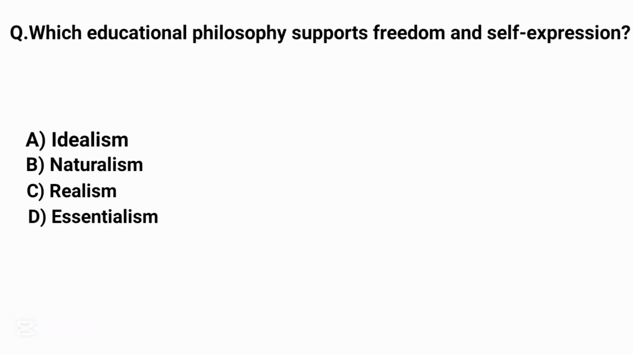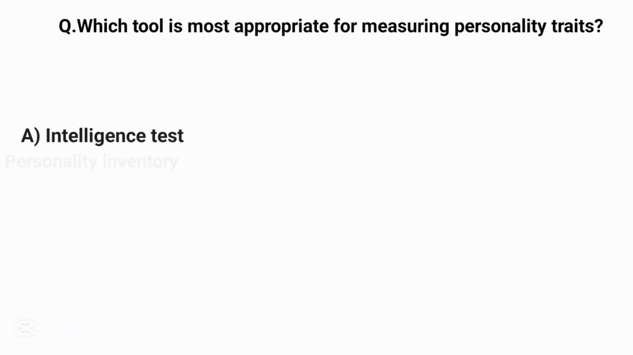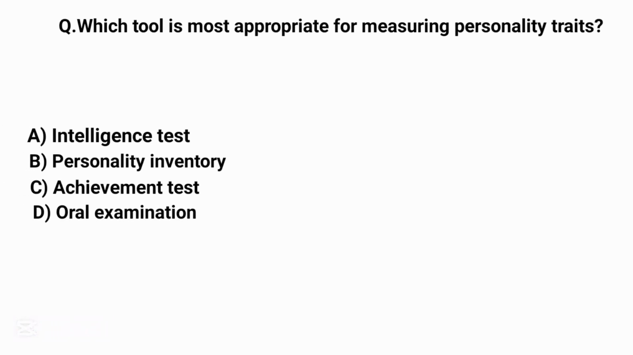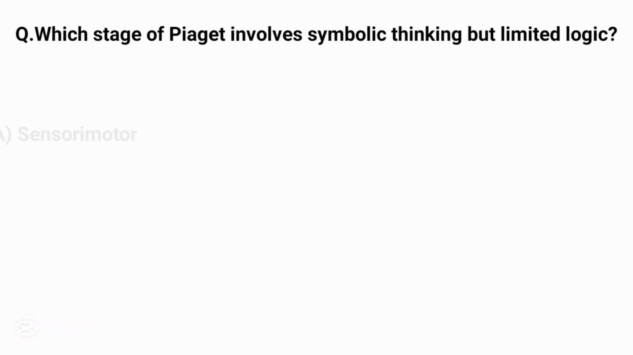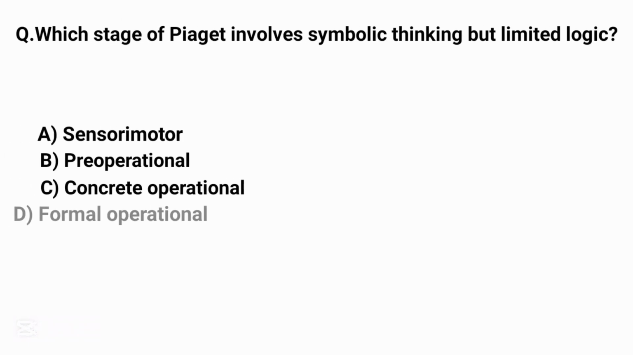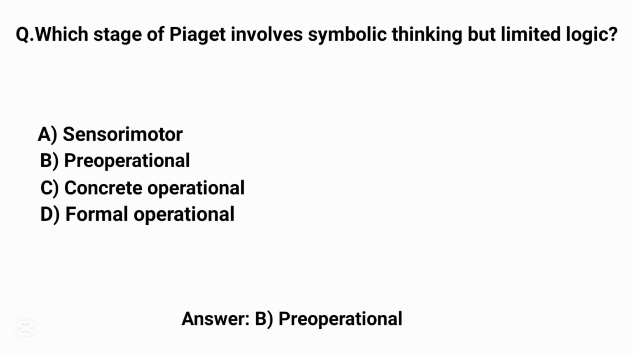Correct answer is option B. Naturalism. Which tool is most appropriate for measuring personality traits? Correct answer is option B. Personality inventory. Which stage of Piaget involves symbolic thinking but limited logic? Correct answer is option B. Pre-operational stage.